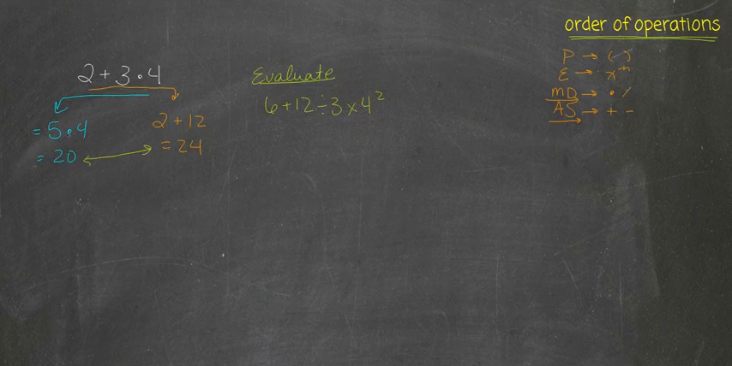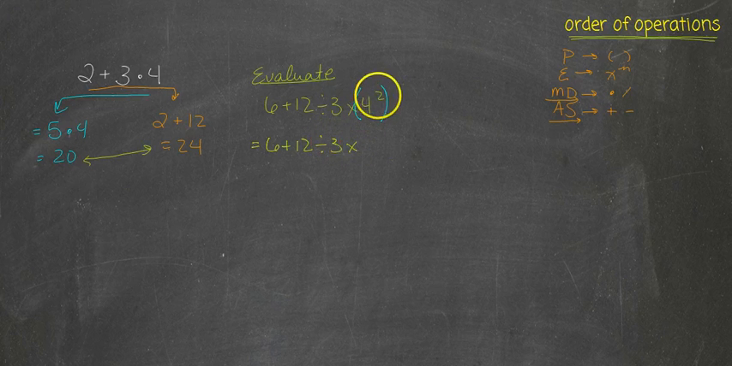So order of operations tells me that I have to do parentheses first, and I don't have anything in parentheses, so that's done. Then I have to do all my exponents, and that's this part right here. So I'm going to just do the exponent and leave everything else exactly the same on the next row. 6 plus 12 divided by 3 times the exponent 4 squared is 16. All right, so I've done the exponent in this problem.